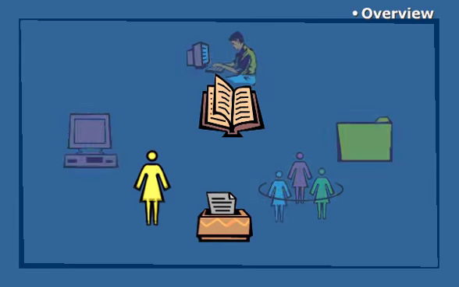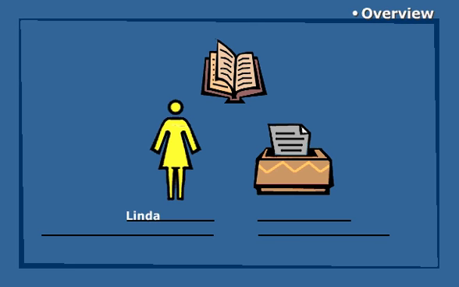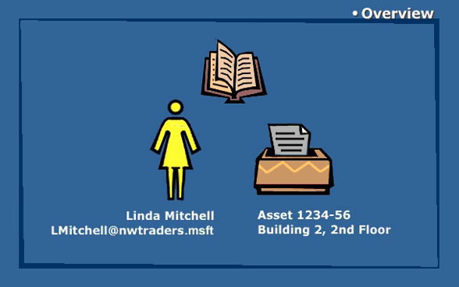Active Directory stores information about resources in a hierarchical structure. It contains objects that represent the different types of network resources, users, printers, and so on. Each object has attributes, such as a user's first name, last name, and email address, or a printer's asset number and location.